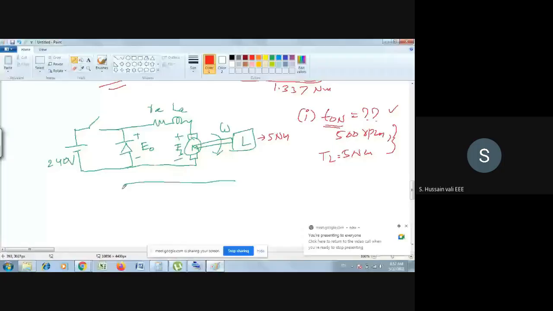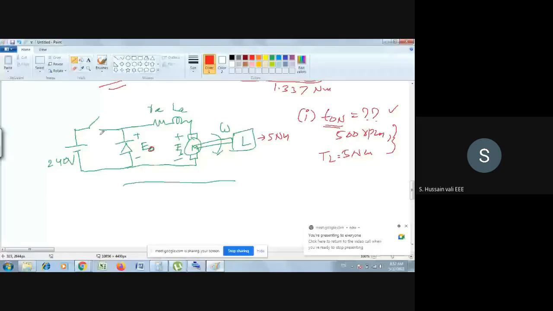First of all, where can we find the equation which has T on? One equation we can find out. This is E naught, this is 240 volts, and this is the switch. We have already derived the expression for the relationship between E naught and 240 volt. What is that? Alpha into 240. That is the chopper output voltage and input voltage relationship. What is alpha? Alpha is the duty ratio. How can I write that? T on by T into 240.